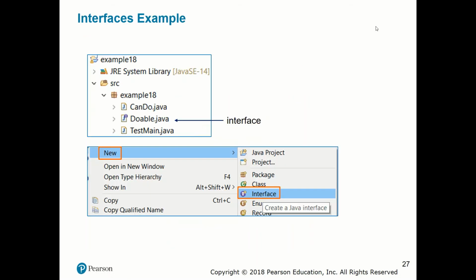Let's make an interface. If you want to make an interface, choose New and Interface. Then you can have this icon like this. There is a small I, which means interface.